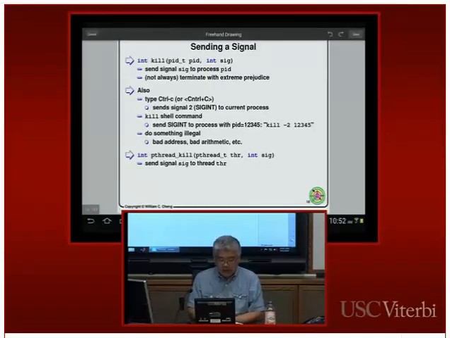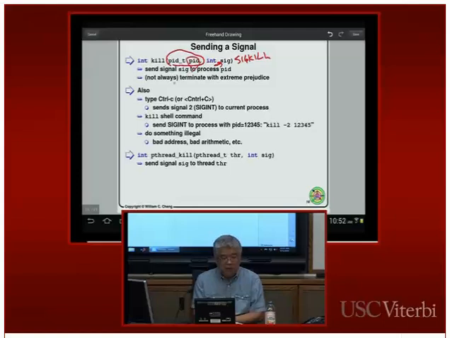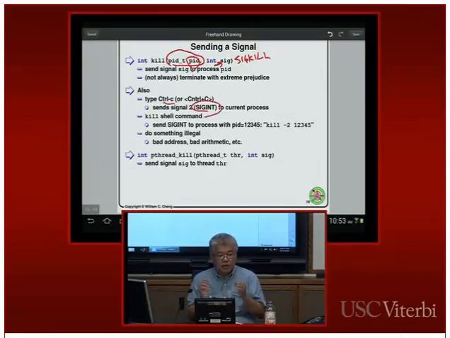To send a signal to a process, you need the process ID of that process, and you specify what signal you want to send. So you can say, I want to send SIGKILL, and this will deliver the kill signal to this process. There are other ways to have a signal generated. For example, when you type Control-C, you generate a SIGINT to the current running process. You can also use the kill shell command. You say kill -2 and the process ID. You find out the process ID, and then you can send it the signal.